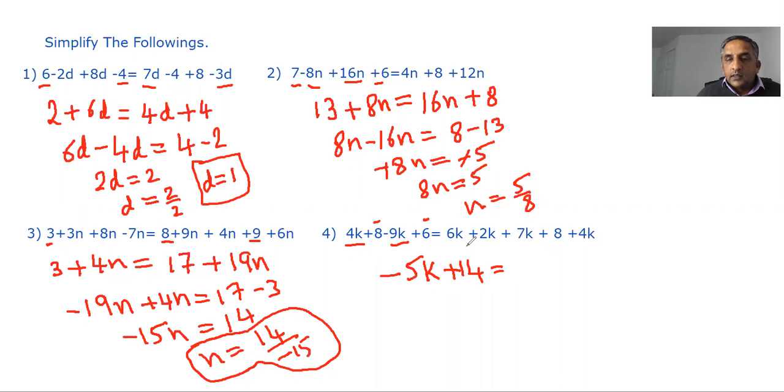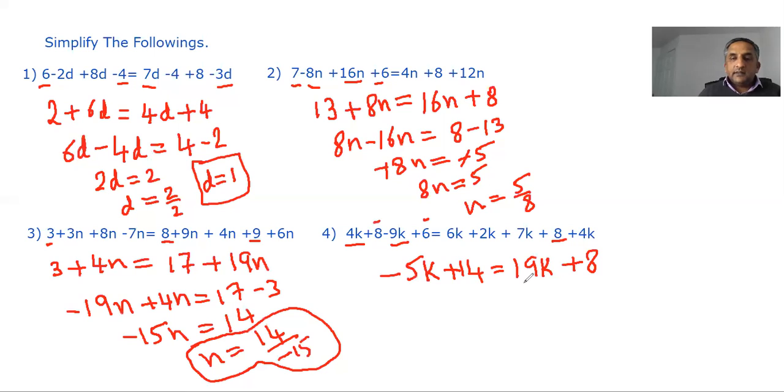is equal to 6k plus 2k is 8k, 8k plus 7k is 15k, 15k plus 4k is 19k. It will be 19k. And then we can add the numbers, and there's only one number, which is 8, so we can just write 8 here.